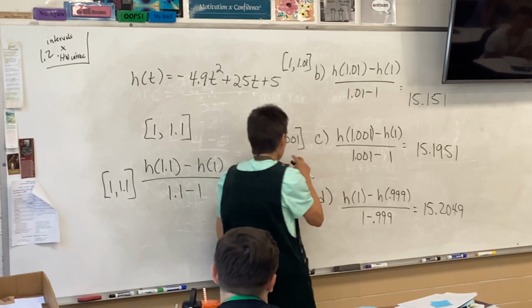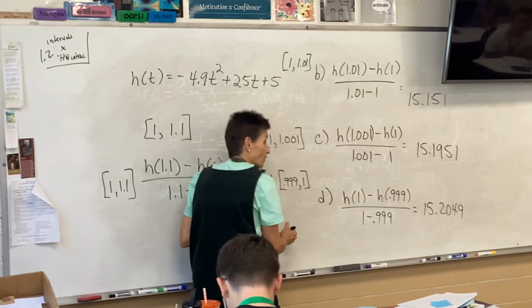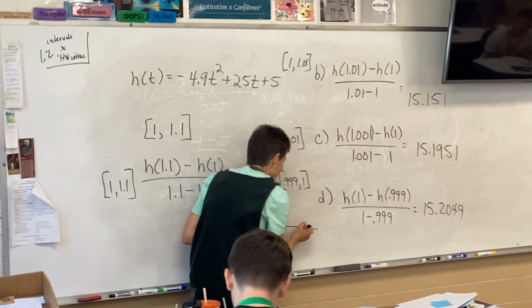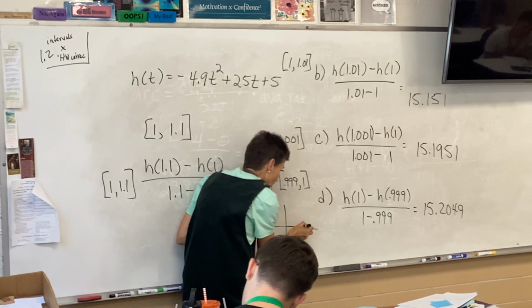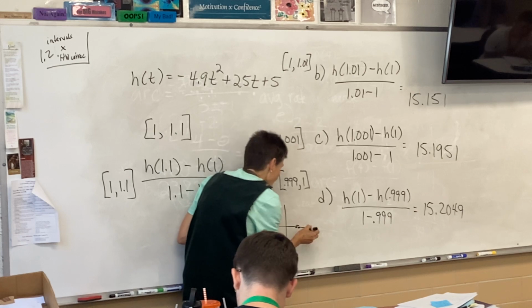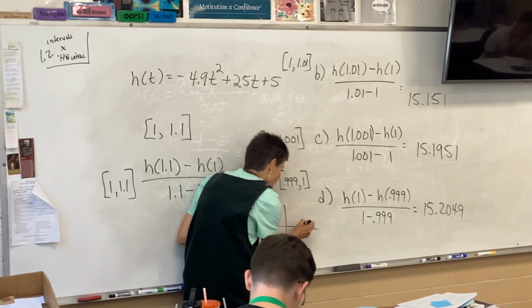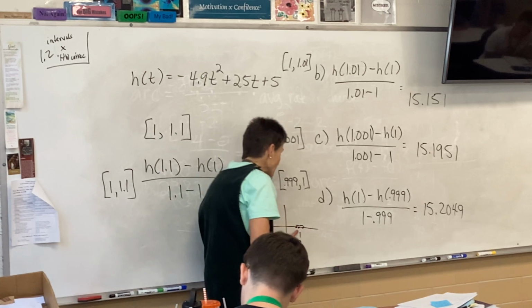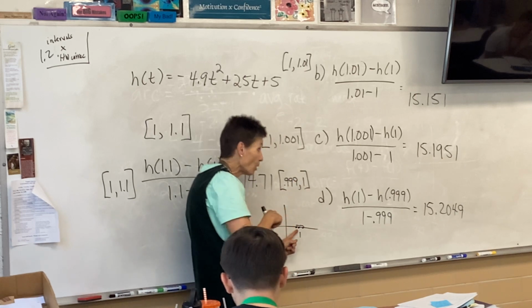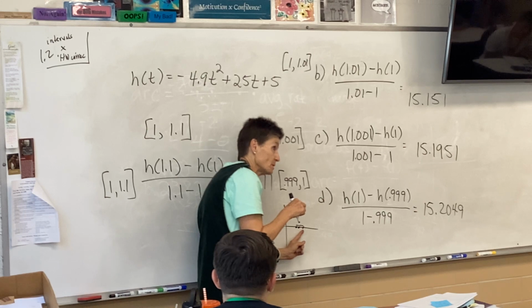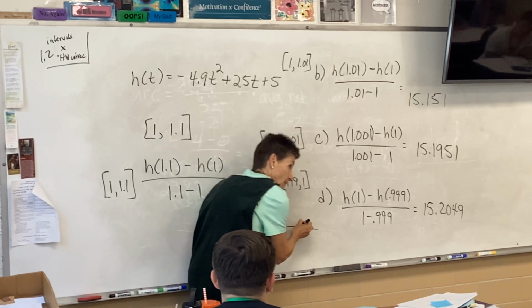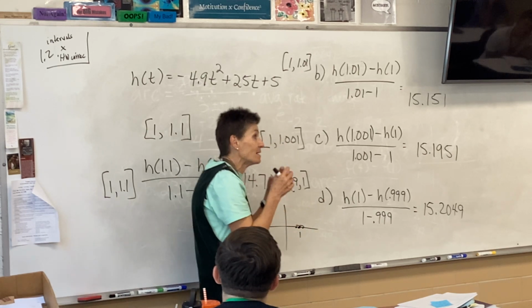So think about this interval and this interval, okay? So here's 1. This one is right over here. We're talking about this interval right here. And then the other one is right over here. We're talking about that interval right there. This one is a little bit more than 15.2. That one's a little bit less than 15.2. So it seems like at the point that's in the middle, it will be 15.2.